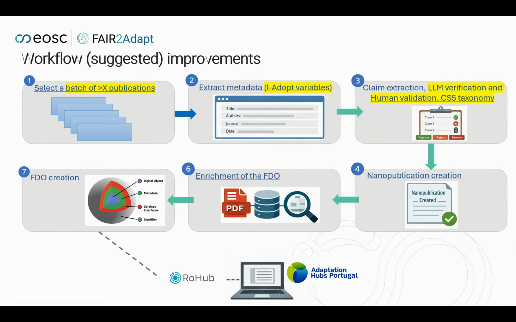I know now that the IADOPT variables are not well placed here. They should be in another place in the workflow, somewhere around here, before the enrichment of the FDO. So the addition of the IADOPT service would also be super helpful in pinpointing variables and adding the taxonomy there to better enrich the FAIR digital object.